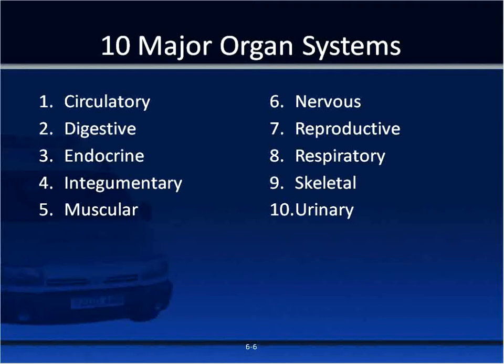Alright, the 10 major organ systems. The human body consists of 10 major systems: circulatory, digestive, endocrine, integumentary, muscular, nervous, reproductive, respiratory, skeletal, and urinary systems. All of these systems have their own specific functions to make sure that a person runs normally.